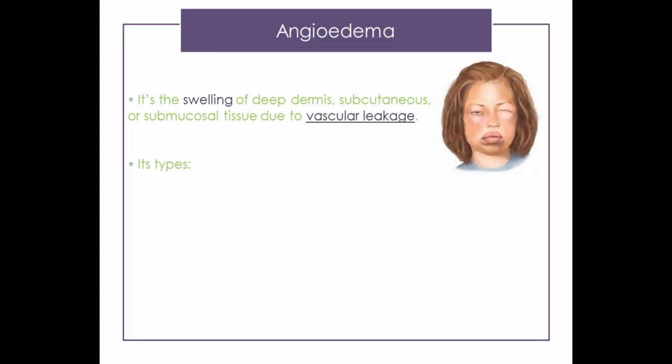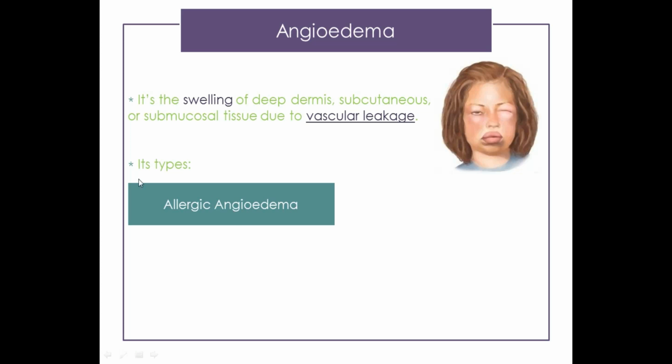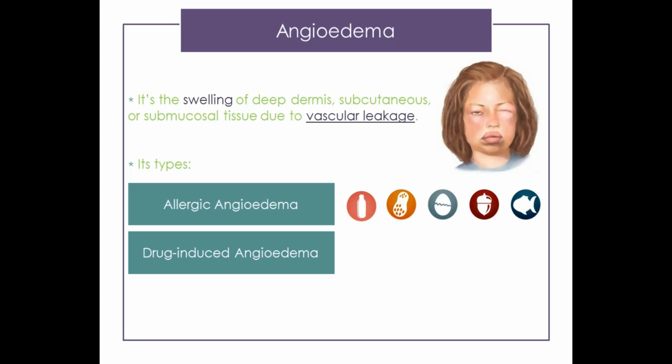There are many types of angioedema. The first one is about having an allergy. The allergy will cause the angioedema. It's called allergic angioedema. It can be caused by food, by medicine, by anything that causes allergy: milk, peanut butter, fish, any kind of medicine that you are allergic to. The other type is drug-induced angioedema. It happens because of drugs that you are not necessarily allergic to.